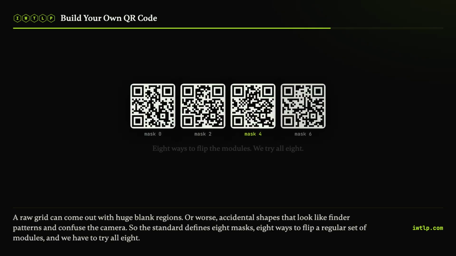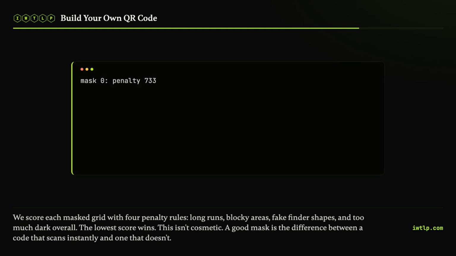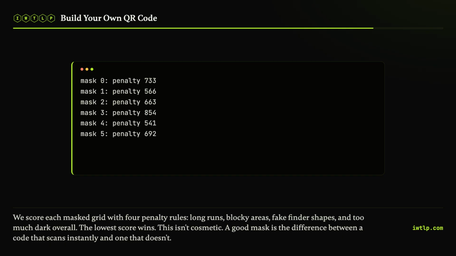A raw grid can come out with huge blank regions, or worse, accidental shapes that look like finder patterns and confuse the camera. So, the standard defines 8 masks, 8 ways to flip a regular set of modules, and we have to try all 8. We score each mask grid with 4 penalty rules: long runs, blocky areas, fake finder shapes, and too much dark overall. The lowest score wins. This isn't cosmetic. A good mask is the difference between a code that scans instantly and one that doesn't.